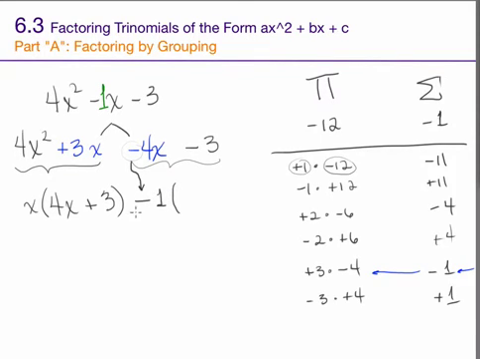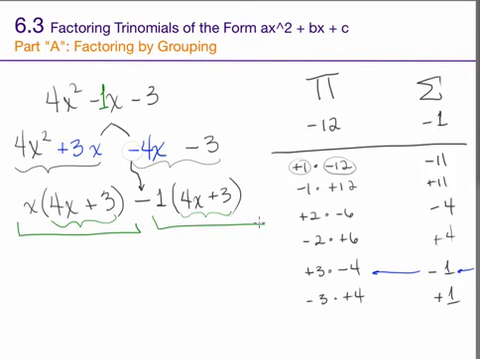What do I need to multiply negative 1 by to get negative 4x? Positive 4x. And what do I need to multiply negative 1 by to get negative 3? Positive 3. My binomial factors are in fact the same, so they are common to this term and this term.